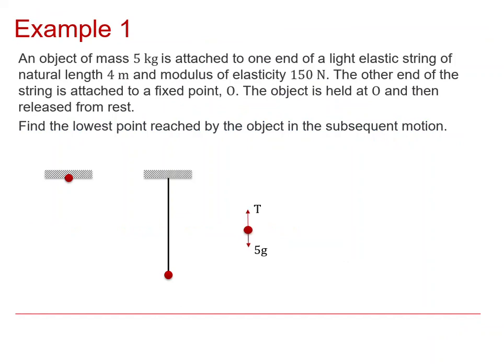So let's look at the force analysis. There are only two forces acting: the tension in the string, albeit that's zero when the string is slack, and the gravity, which is 5g. Now both those forces are conservative. That is to say, when they do work, we can calculate it by using a potential function.